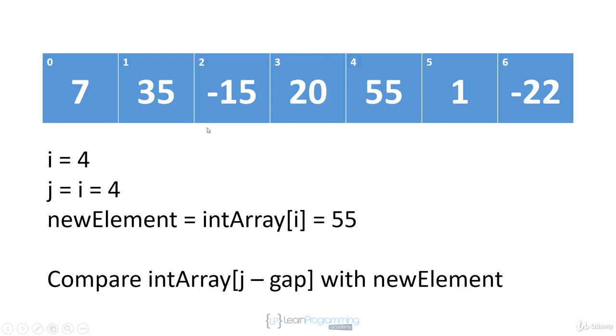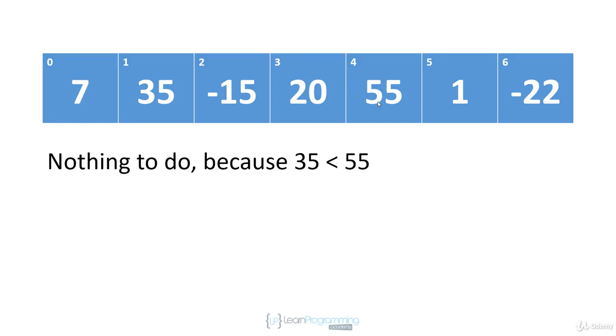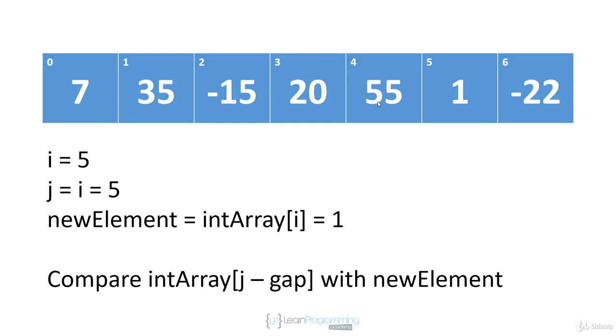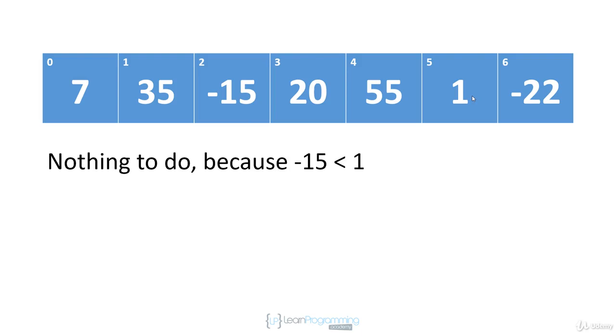And j becomes i, which is 4. The new element is 55, and we're going to compare 55 to 35 because that's 3 elements away. 55 is greater than 35, so we don't do anything. Everything remains as it is. And now i will be 5, and j will be 5. We're going to compare 1 to minus 15 because minus 15 is 3 elements away. Okay, so there's nothing to do because 1 is greater than minus 15.